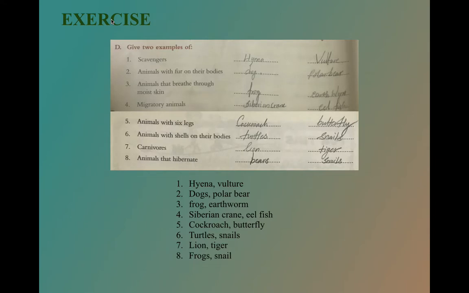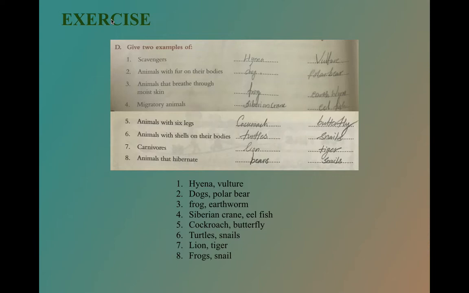Coming to the next exercise, D. Give two examples of the given things. First one, scavengers. Hyena, vulture. Second one, animals with fur on their bodies. Dogs, polar bear. Third one, animals that breathe through moist skin. Answer, frog, earthworm.